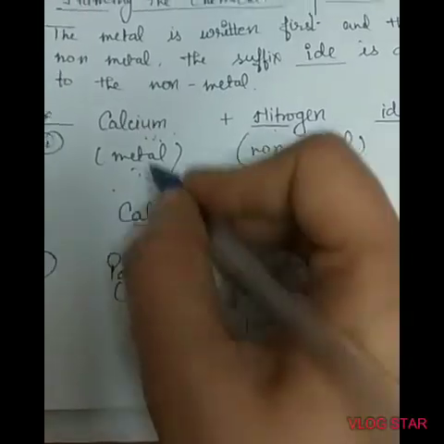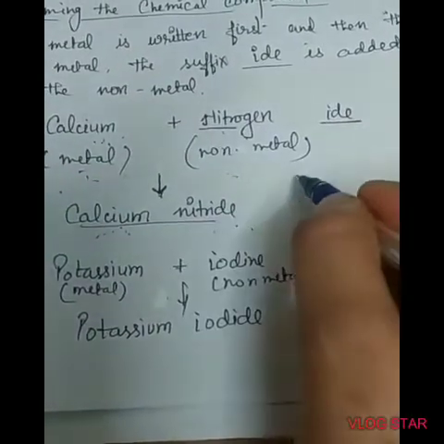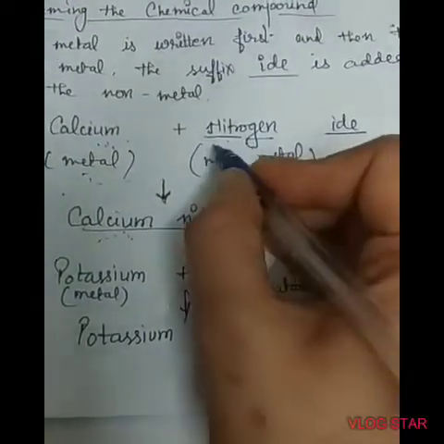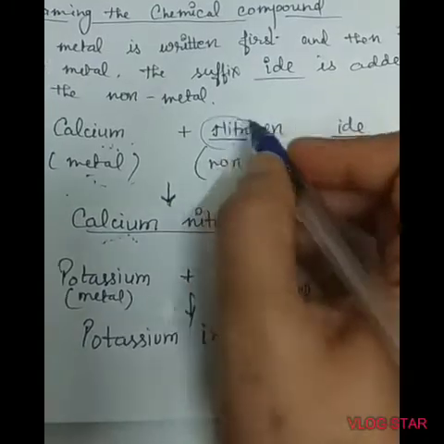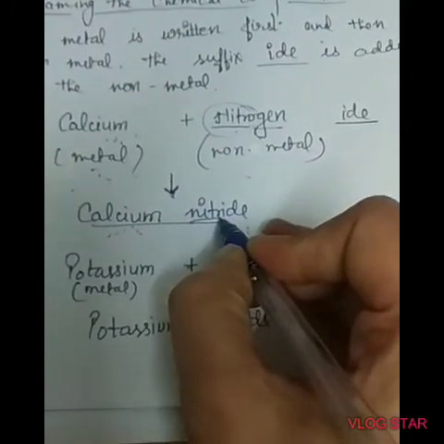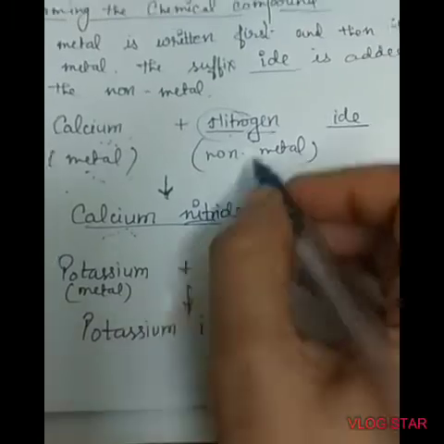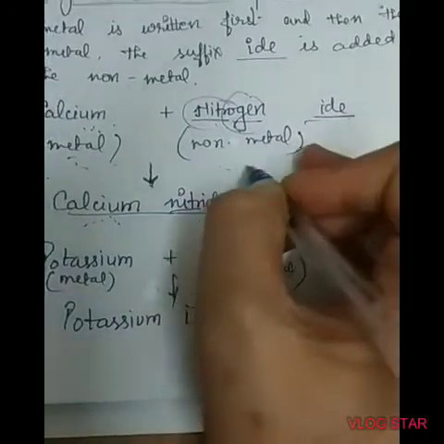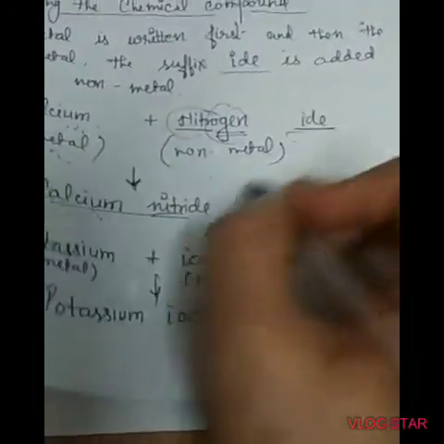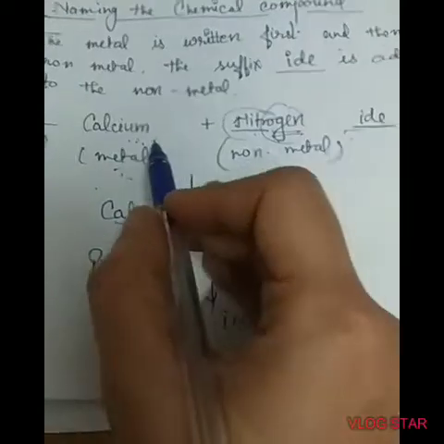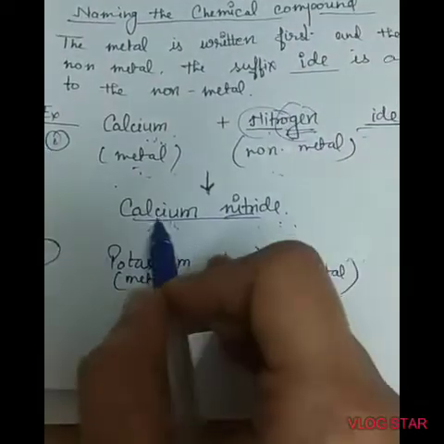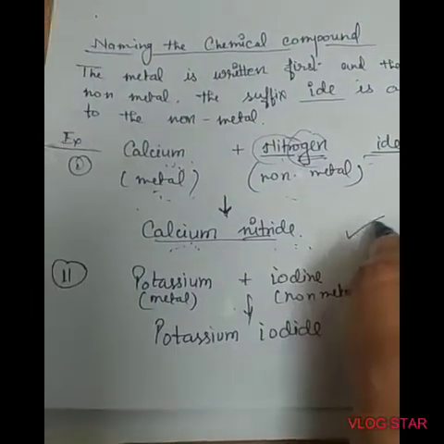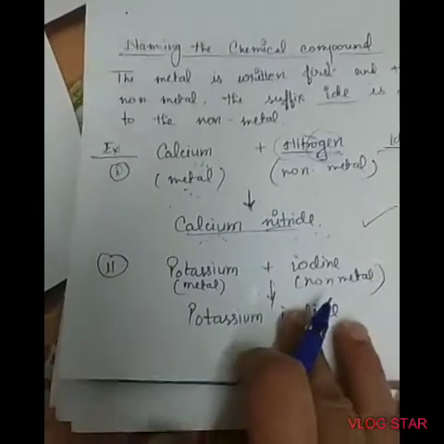The cation will take its name from the element's name, but the anion, meaning the non-metal, takes its name by adding the suffix "ide". The first part, the root, NITR, will be written as it is, but we replace the suffix with "ide". For a non-metal we replace the suffix with "ide". In this way we can write. After the reaction of calcium and nitrogen, what do we get? Calcium nitrate. So this is the name of this compound, calcium nitrite.